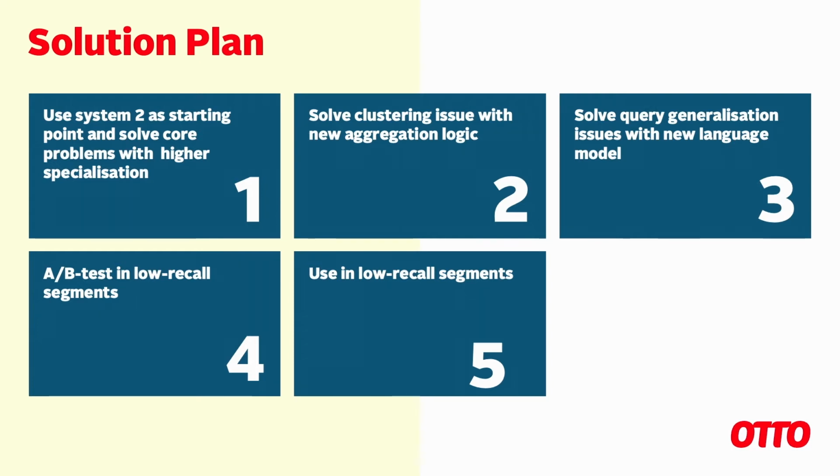Basically, we need to solve the clustering issue, because obviously the graph had problems with missing edges on the tail. And we need to improve the generalization capabilities of the language model. And the tricks you will see relate really to the previous talks, domain restriction and a better, more robust language model. Then we tested that, and today we use it in low recall segments, and I will show that. You can go on the page otto.de, I can give you some queries, and you can see that in operation.